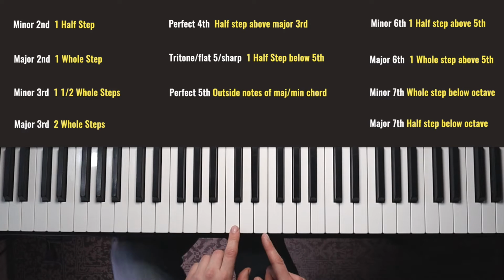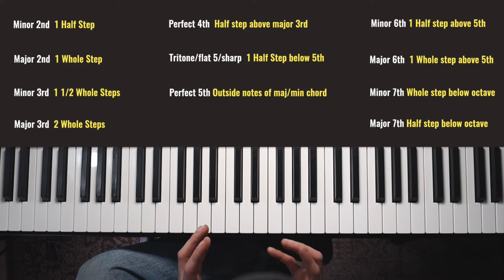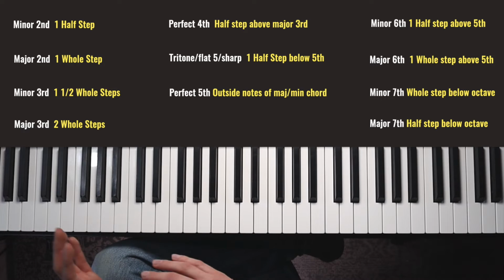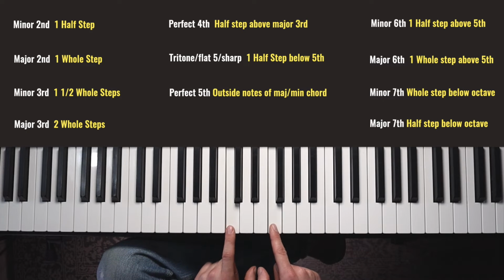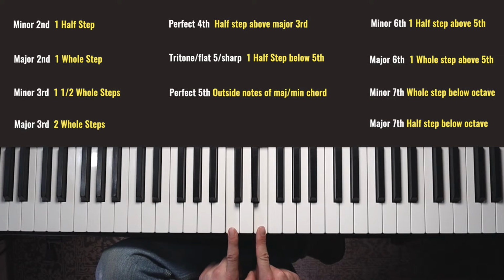And then once we've got those major thirds down, which you should by now if you're doing this video, if not, go back and recap the other videos, we can use the major third to reference the fourth. So we just go on a half step from the major third. So if you can do 2 whole steps, you can do 2.5 to find the fourth. I'll come back to the tritone in a sec.